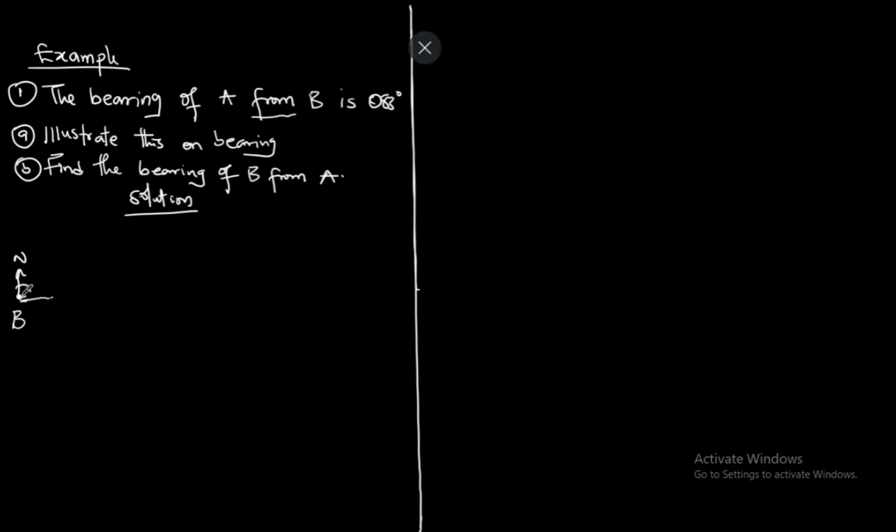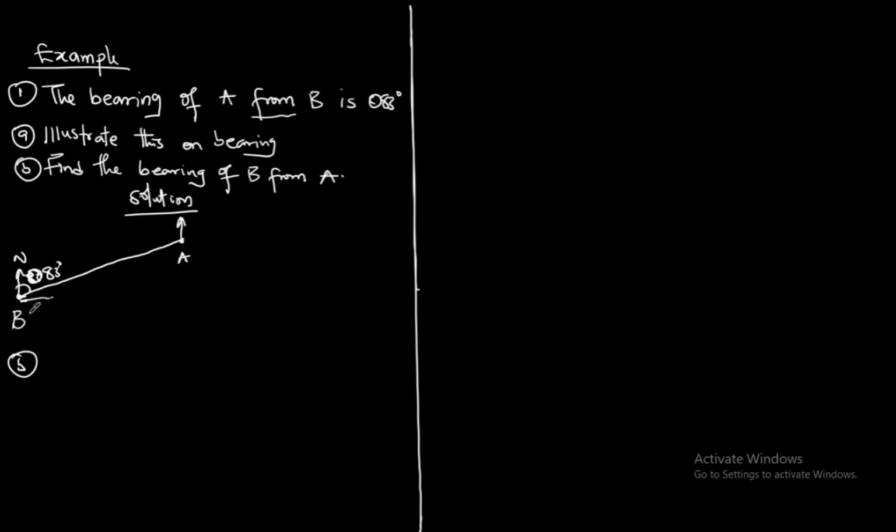Now, which means our A will go towards this direction. So this becomes our point A. Every bearing has its own north. So this is 83 degrees, and this is the illustration on bearing. Now, option B says find the bearing of B from A. We already know that A is 83 degrees from B.